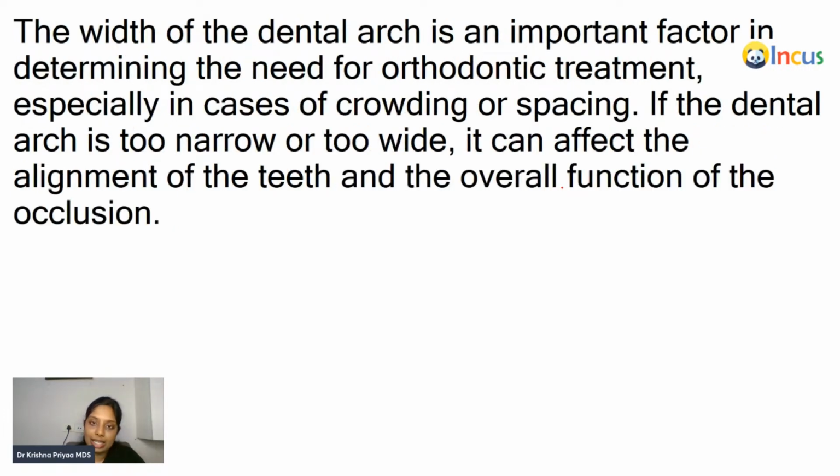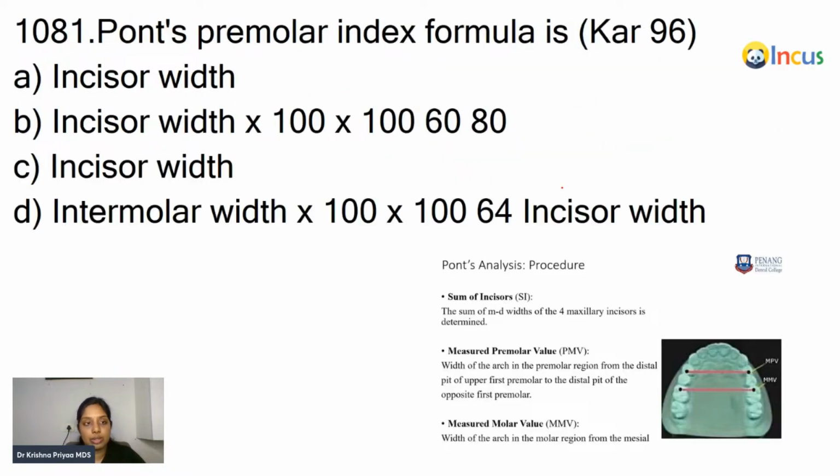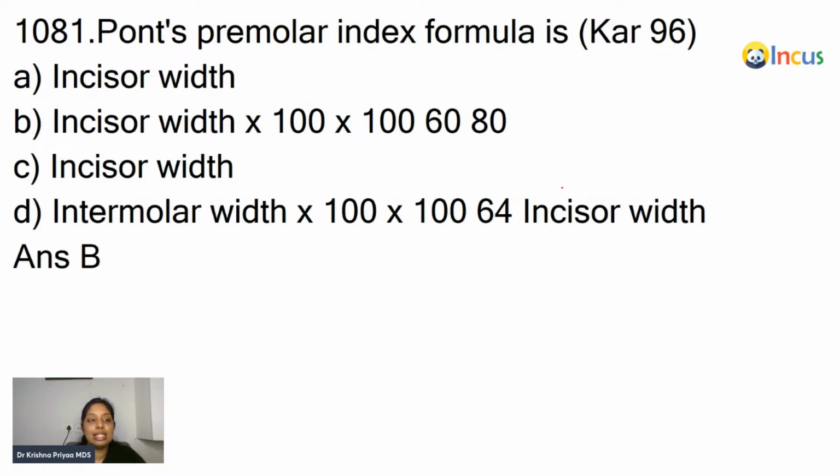So for molar it will be 60 and for premolar it will be 80. It is a cephalometric analysis used in orthodontics to evaluate the transverse dimension of dental arches, and it also helps in identifying the width of maxillary incisors, with respect to which the premolar and the molar transverse width can be measured. Pond's premolar index formula, as we just discussed, is incisor width into 100 divided by 80 for premolars and 60 for molars. So the answer would be B.